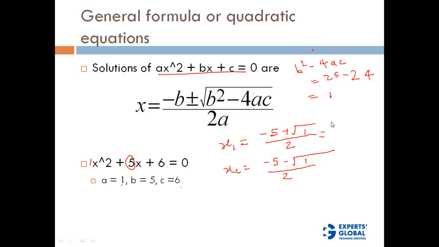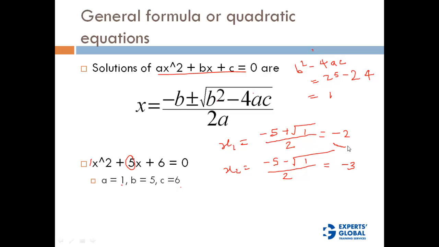So what we have here is, under root of 1 is 1, so minus 5 plus 1 divided by 2. Minus 5 plus 1 is minus 4. Minus 4 by 2 is minus 2, correct? The second root is minus 5 minus 1. Minus 5 minus 1 is minus 6. Minus 6 by 2 is minus 3.